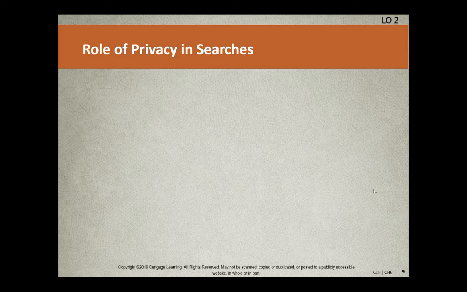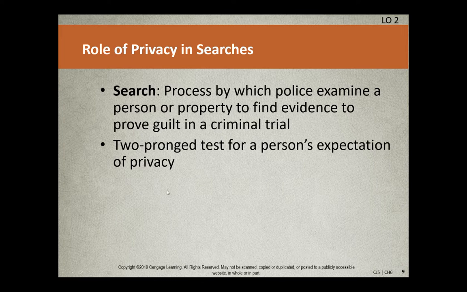So a real crucial concept in understanding the search and seizure law is privacy. A search is defined as the process by which the police examine a person or property to find some evidence that will be used to prove guilt in a criminal trial. And the recognized standard for a reasonable expectation of privacy was established in Katz v. United States in 1967. And the Supreme Court held that the Fourth Amendment protects people, not places.